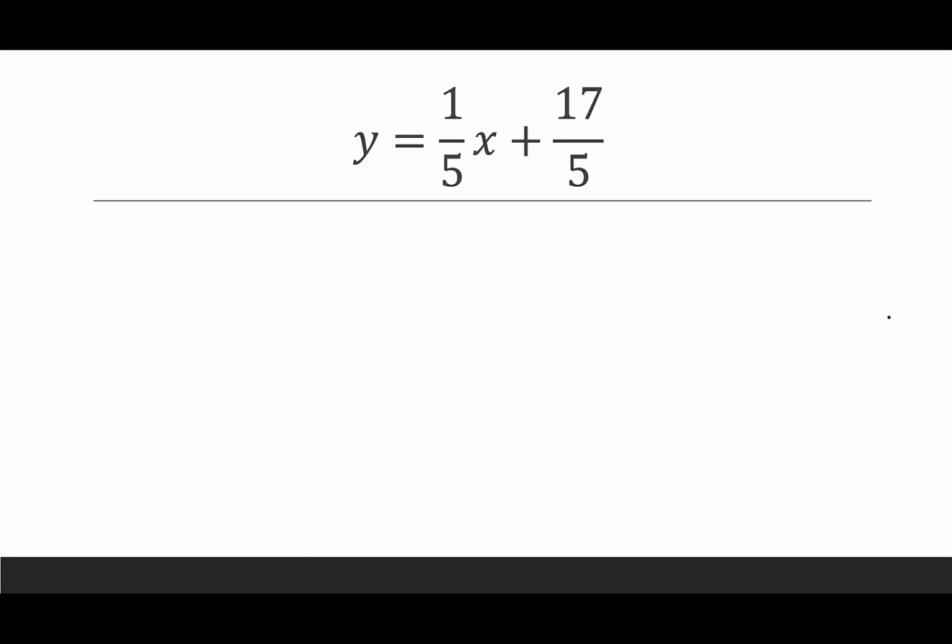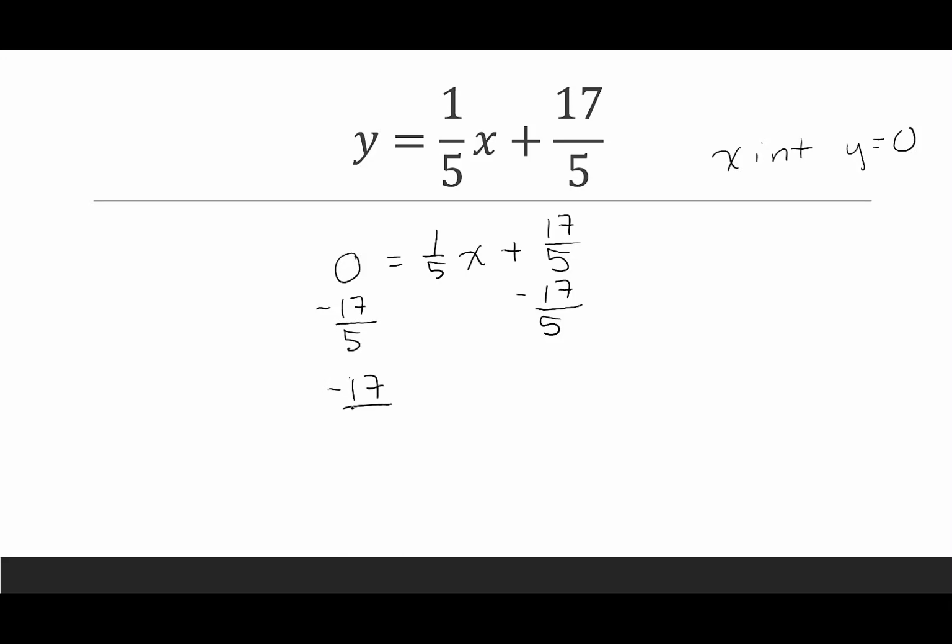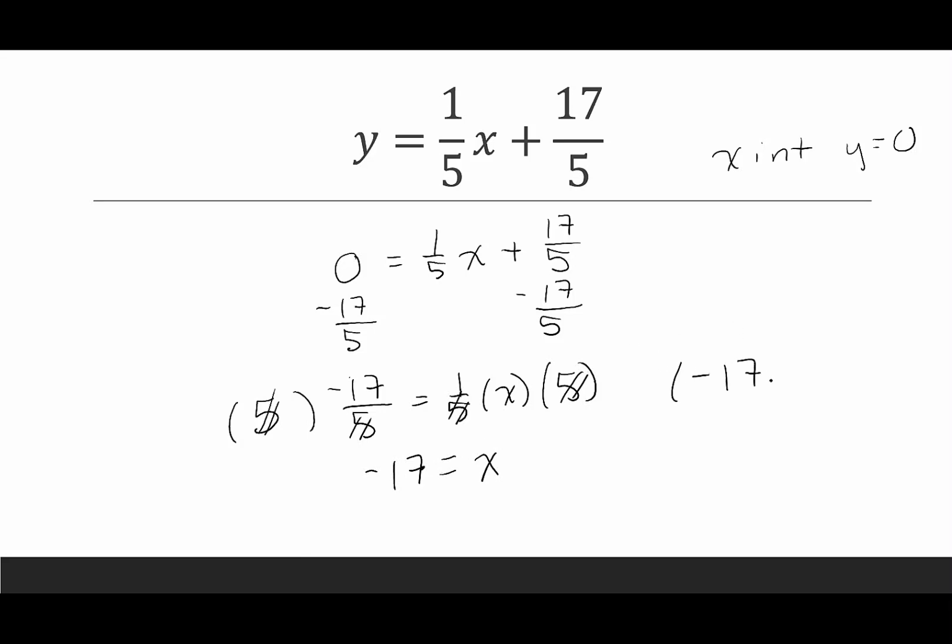The second part of the question says find the x-intercept. So to get the x-intercept, y would be equal to 0. So let's write that x-intercept, y equals 0. So we're going to say 0 is equal to 1/5 of x plus 17/5. Let's move the 17/5 to the left. Now we have negative 17/5 is equal to 1/5 of x. To clear the 1/5, I'll multiply both sides by 5. All the 5's cancel. I have negative 17 equals x. So my x-intercept is (negative 17, 0).